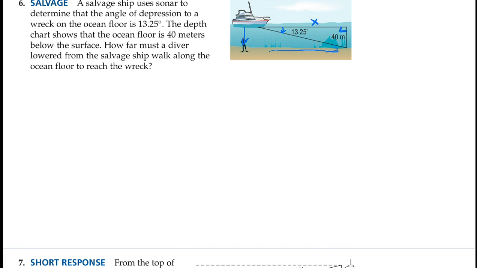So if this is the right triangle, again, this is the opposite side, this is the adjacent, and we don't care about the hypotenuse.